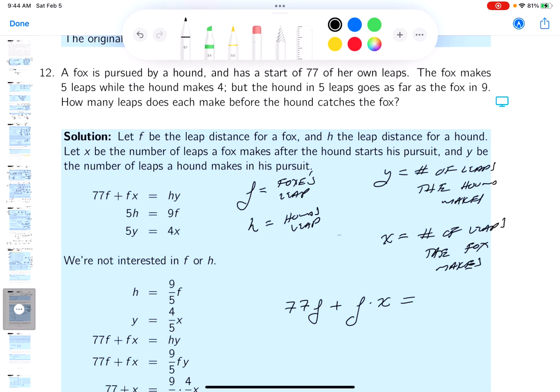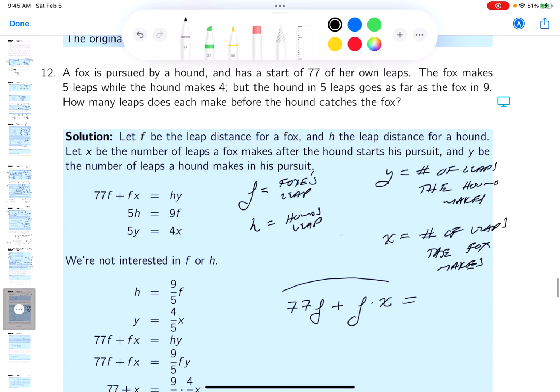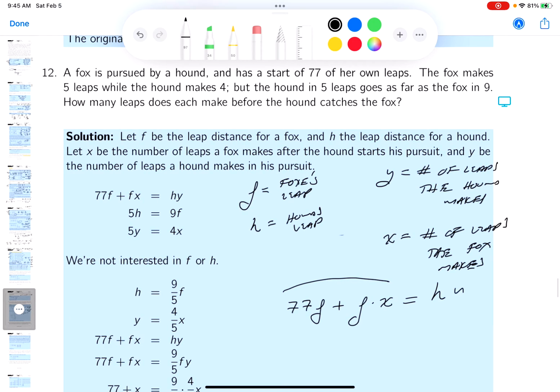So how far did the fox go? Well, if there's a capture, this is how far the fox went. And his life is over at that point. How far did the hound go, though? H times Y. That's the hound's leap times the number of leaps. So I've got something pretty simple here. I've got a relationship between F, X, H, and Y. But I want to point out all I really need to know are these 2 things over here. So I'm really not interested in F and H. Now, it may be more difficult to answer, but right now I'm going to focus on what they're asking for.